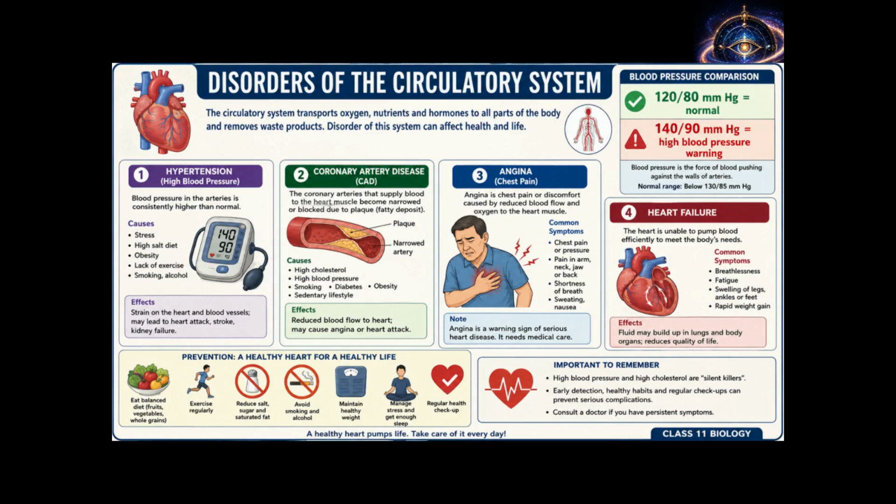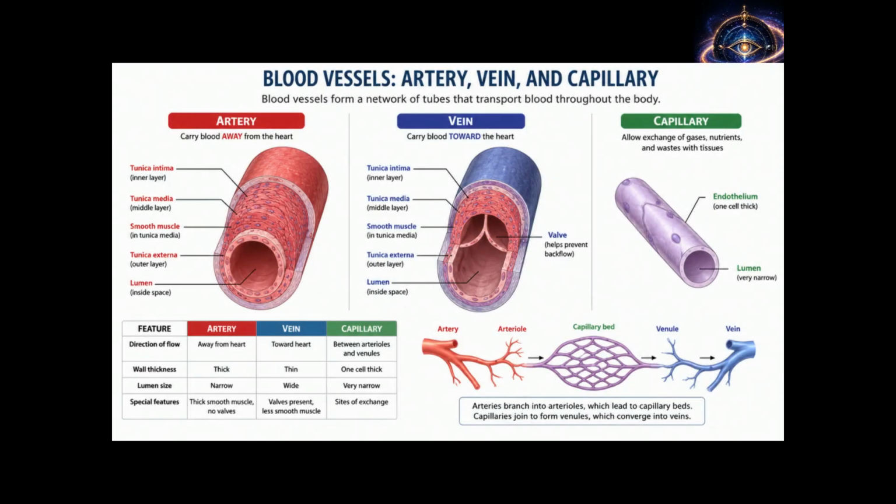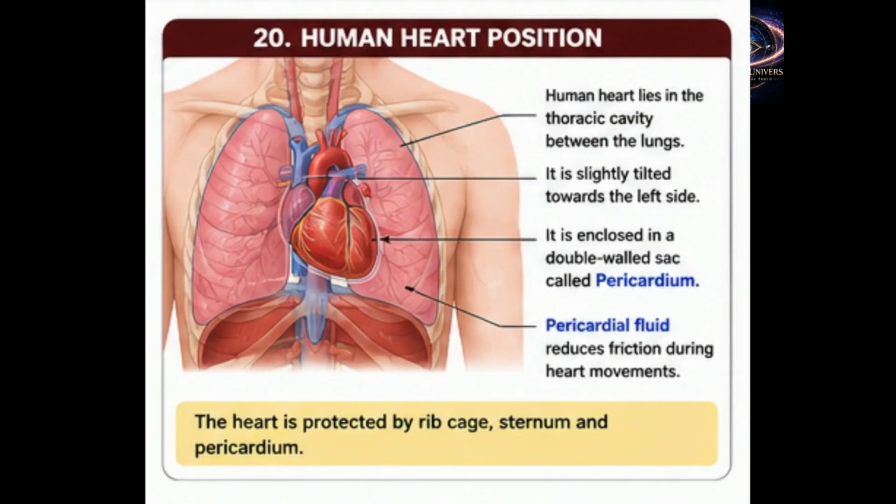Q35. What is hypertension? Hypertension is high blood pressure, usually 140/90 mmHg or higher in repeated checks. Q36. What is coronary artery disease? It is narrowing of coronary arteries due to deposits of fat, cholesterol, calcium and fibrous tissue. Q37. What is angina? Angina is chest pain due to insufficient oxygen supply to heart muscles.